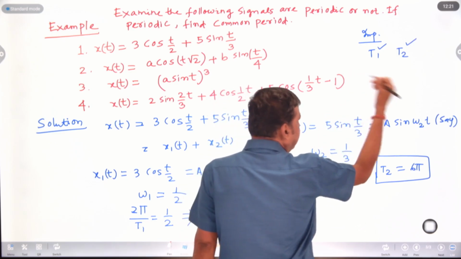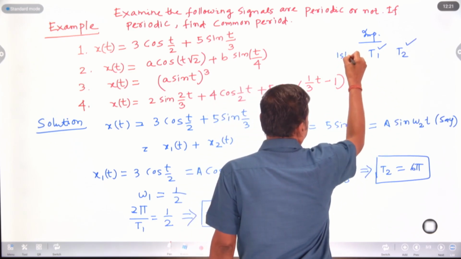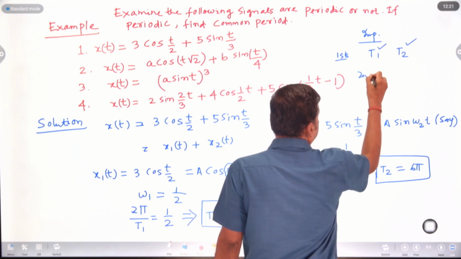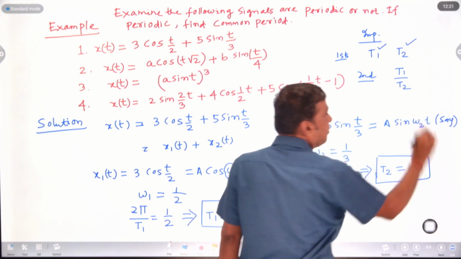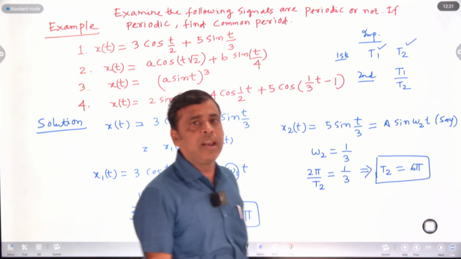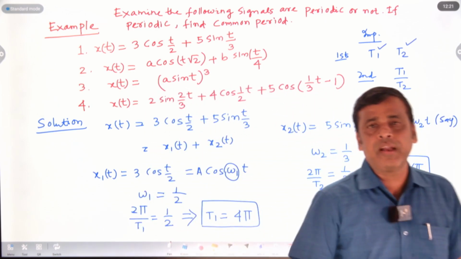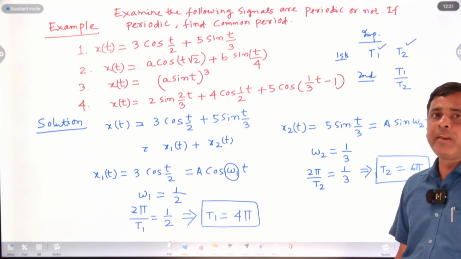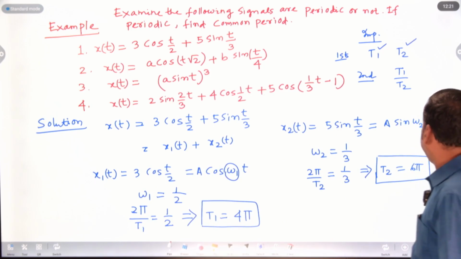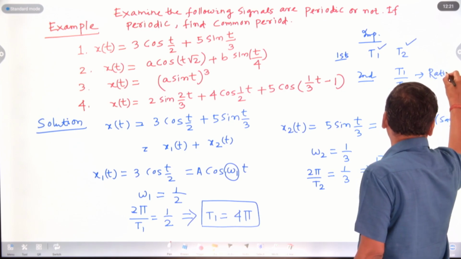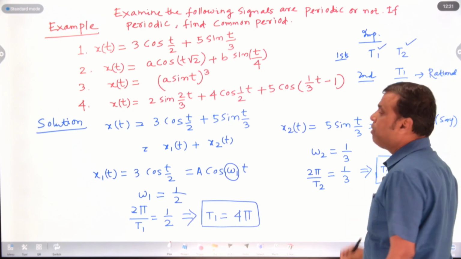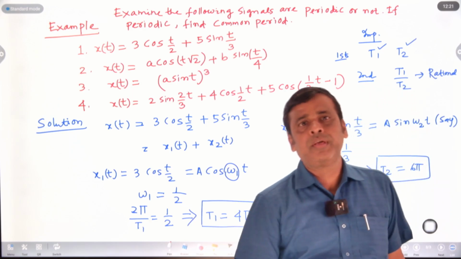Then this is your first step. In the second step, calculate T1 by T2. If T1 by T2 is a rational number, meaning P by Q where Q not equal to 0, then we can say that the signal is periodic.